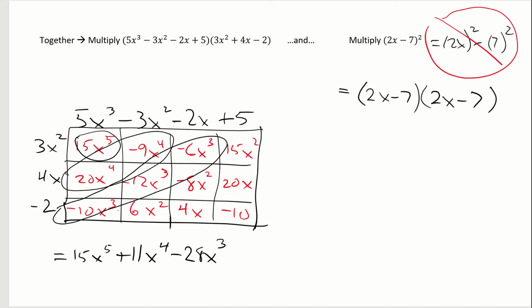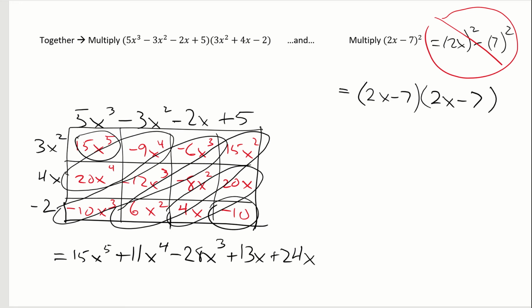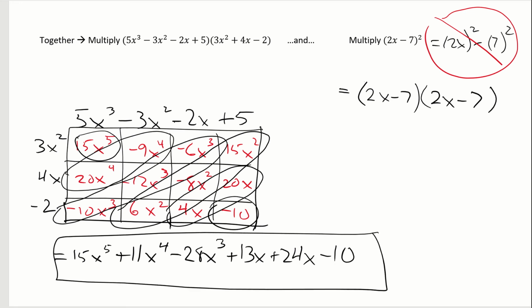X cubed. Now go for the squares. I got 6 minus 8 is minus 2, 13x squared. And then the x's, 24 of them. And the lone minus 10. How'd you do? Hey, maybe I made the mistake. You never know. I'm going kind of quick with these.